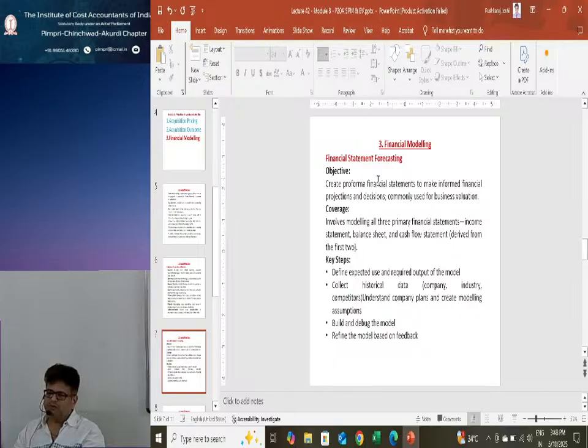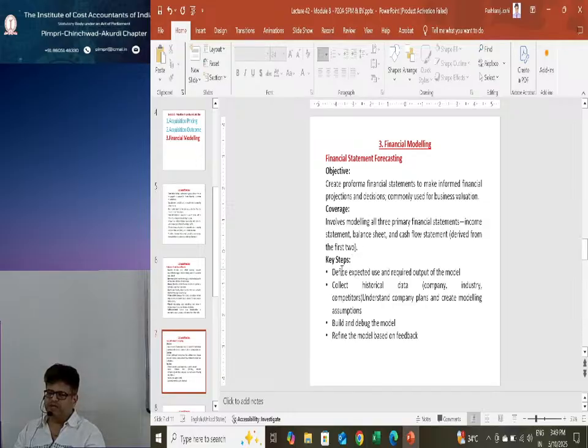So let's understand financial statement forecasting, because finally financial modeling is nothing but financial forecasting, but with the help of a spreadsheet or MS Excel like software or tools. The objective of financial statement forecasting is to create pro forma financial statements to make informed financial projections and decisions, commonly used for business valuation. Coverage wise, it involves modeling all three primary financial statements, namely income statement, balance sheet, and cash flow statement derived from the first two. Though it's a derived statement, it is considered one of the primary statements.